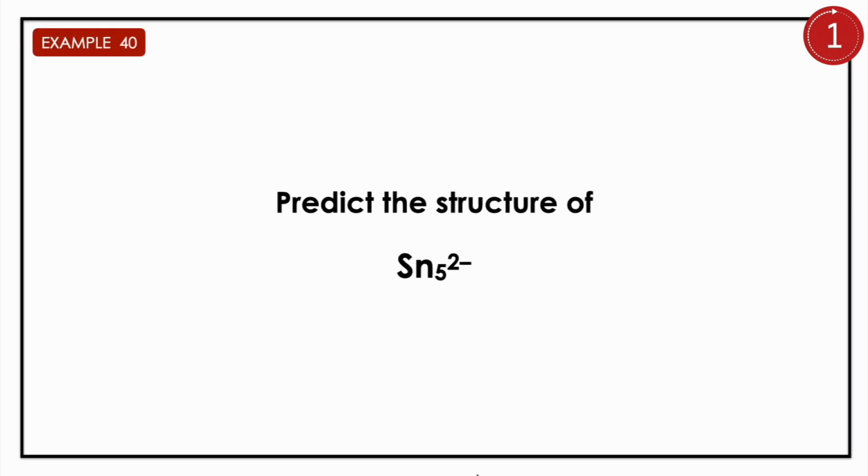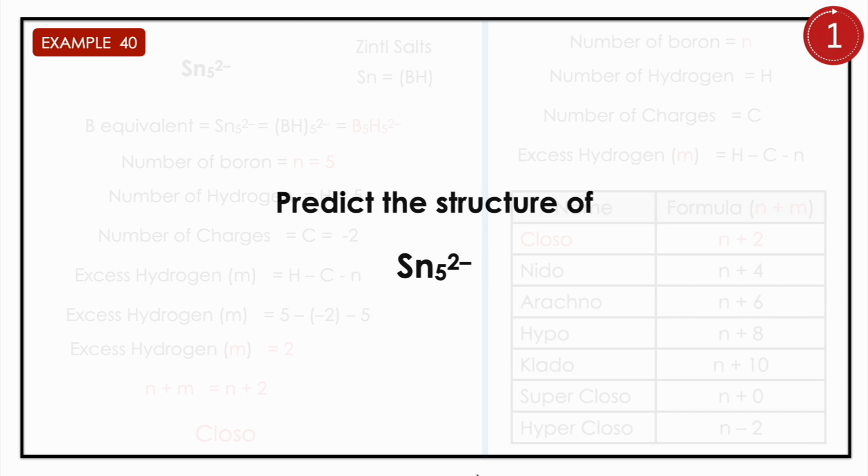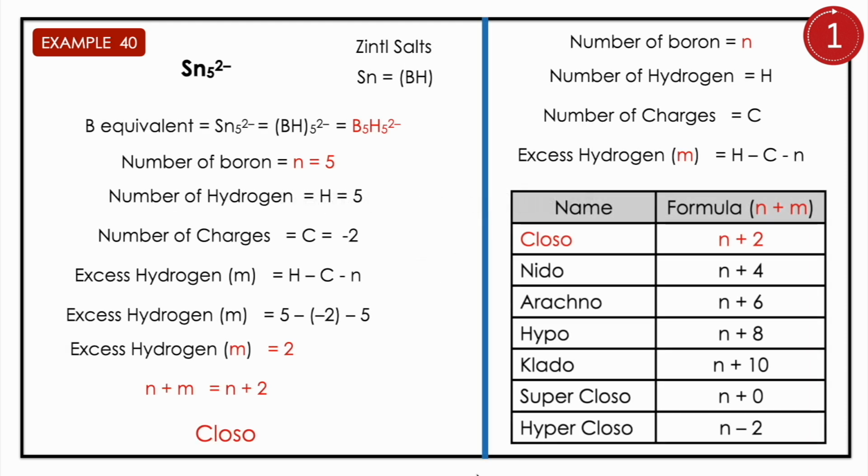Then the next example, here you have Sn5 2 minus dianion. You should find the structure of the molecule using Wade's rule. The given compound is Sn5 2 minus, only tin is there, so it is a metal cluster. It is a Zintl salt, so we should write the boron equivalent. Tin is in the carbon series, carbon is a 3 plus 1 system, so the boron equivalent will be BH. So if you substitute BH for Sn, you have BH 5 times 2 minus. If you rewrite it, you have B5H5 2 minus.